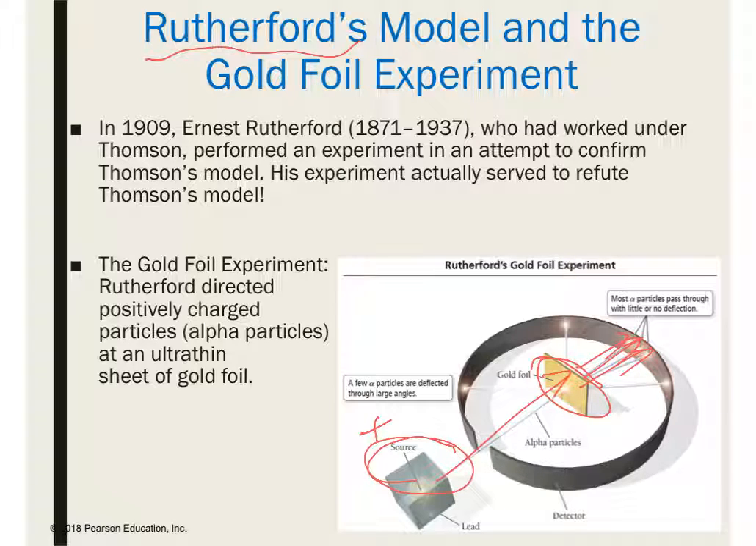And he shot those like a bullet at the gold foil and expected them all to pass straight through. And it turns out most of them did. But every now and then there were some that were deflected, and then even less frequently, an alpha particle would be bounced straight back with tremendous force.